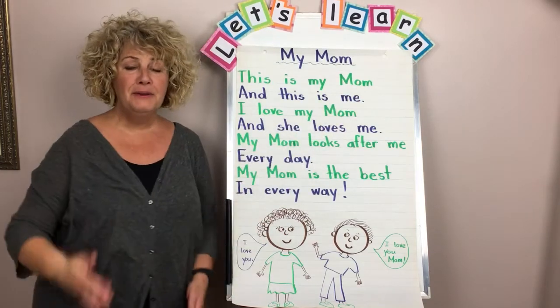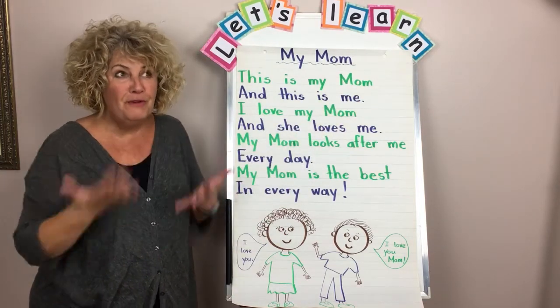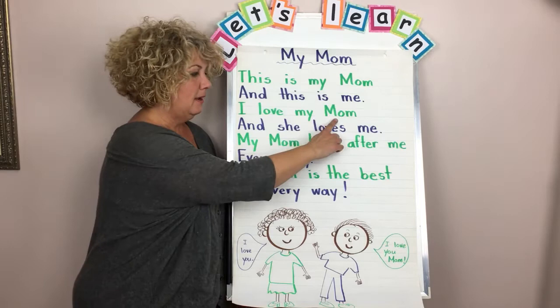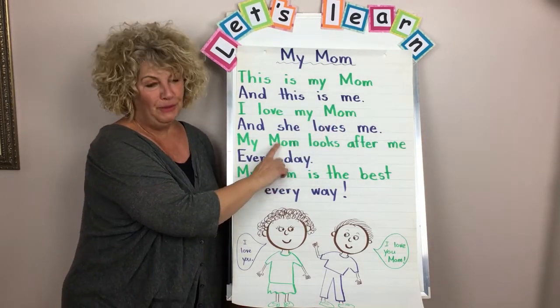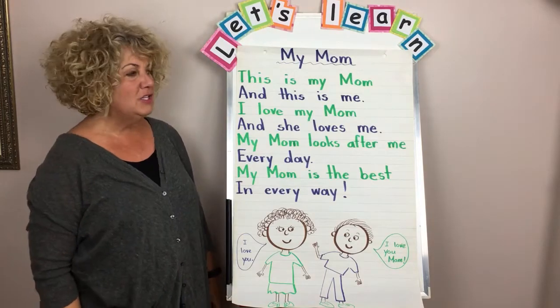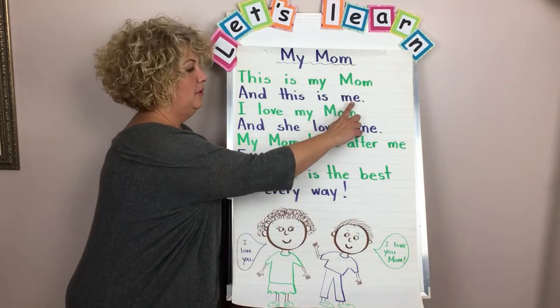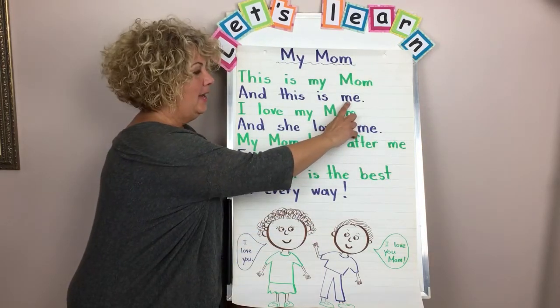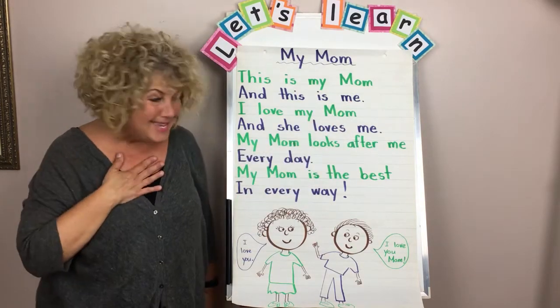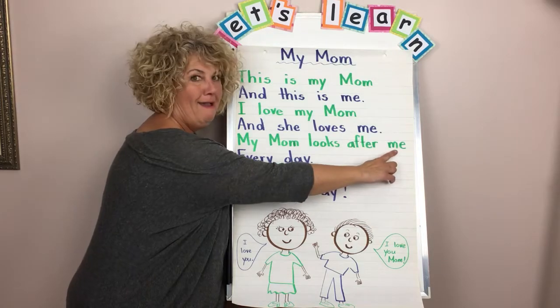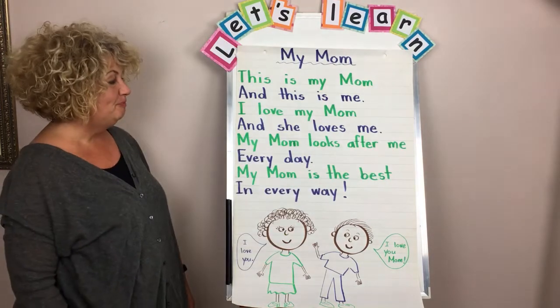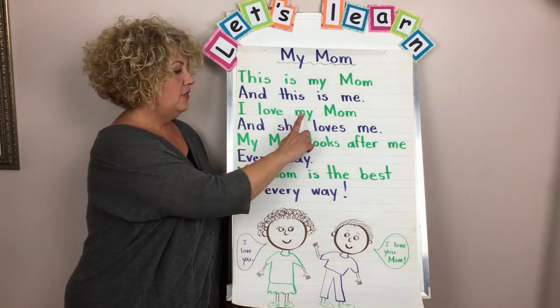M-O-M spells mom. One of our favorite sight words. What's this one say? Mom. And this one? Mom. You'll find that word a lot in the poem. Let's try another one. Do you remember this sight word? M-E spells me. There it is. And how about this word? Me. Me again.